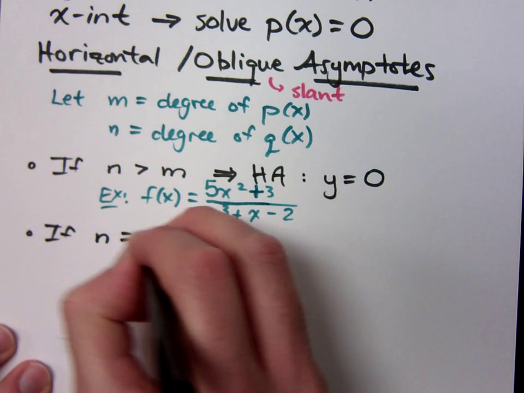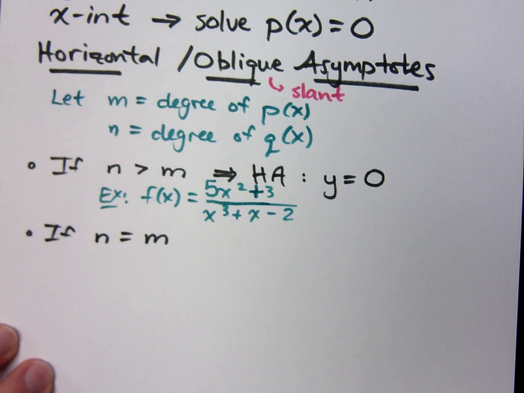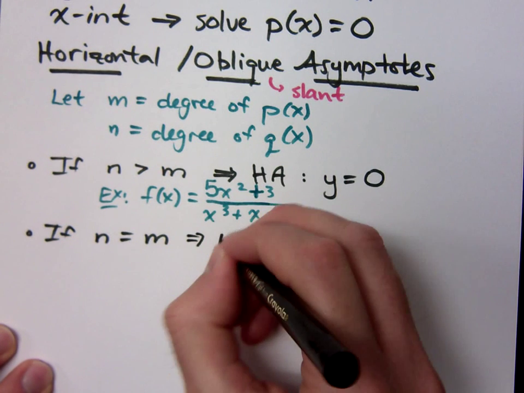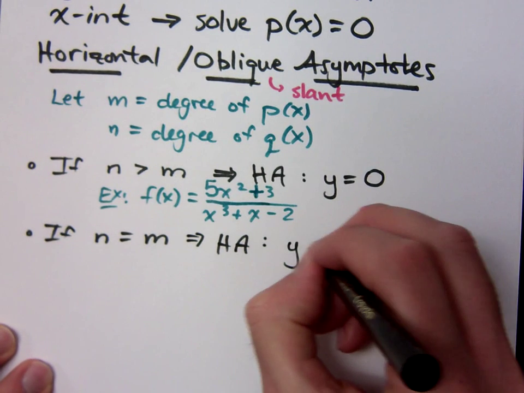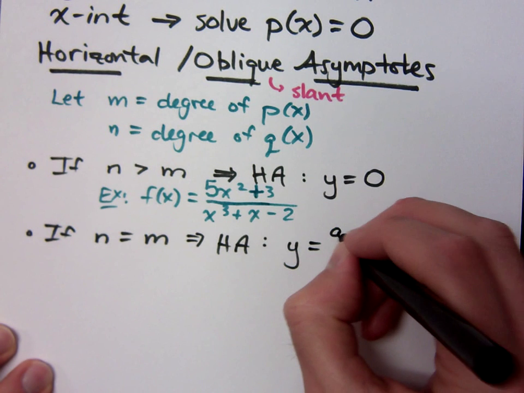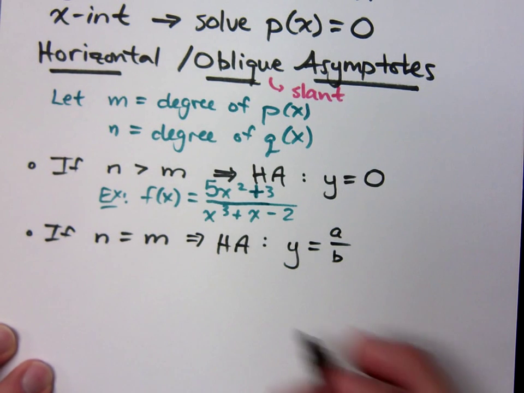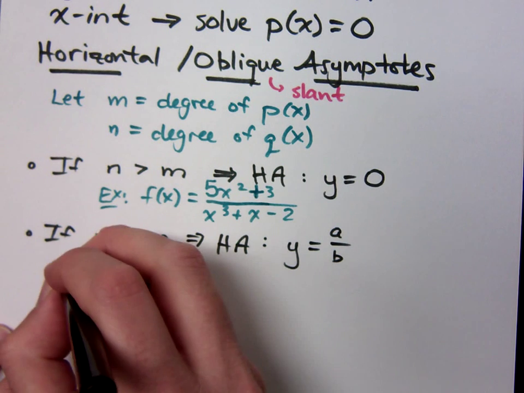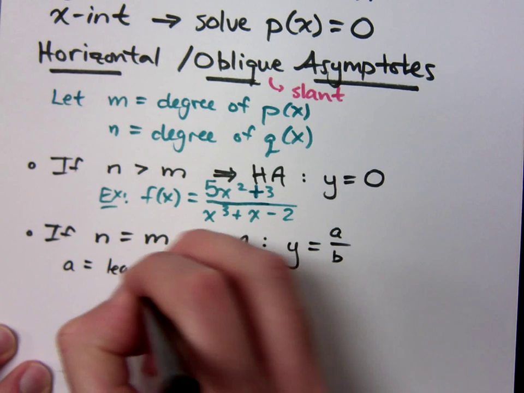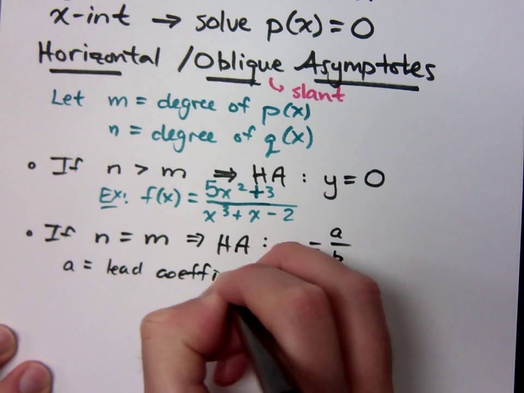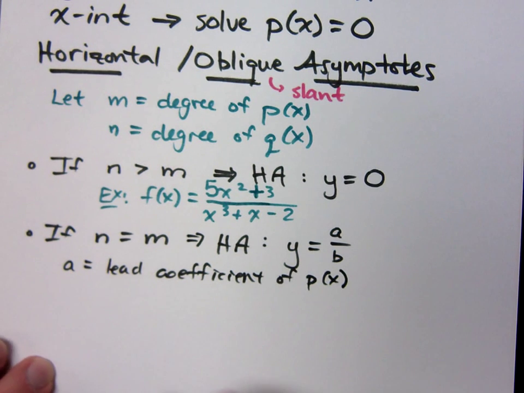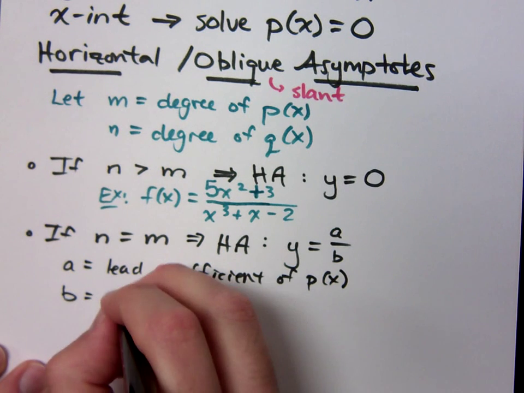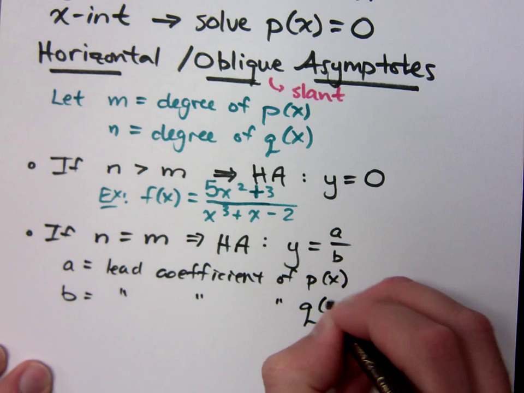If the degrees are the same, okay, then you will have a horizontal asymptote, and it'll be y equals a over b. And let me tell you what a and b are. A equals the lead coefficient of your numerator, p of x. And b equals, guess what? The lead coefficient of q of x.